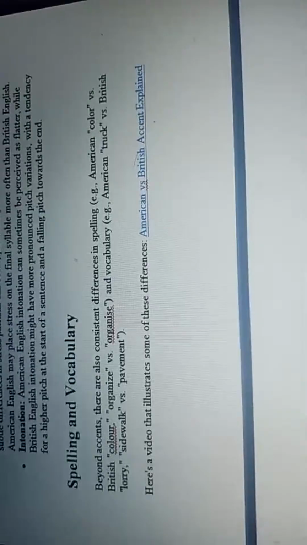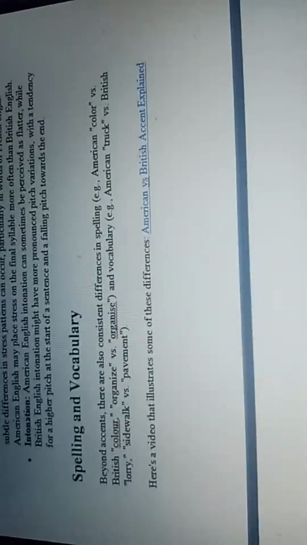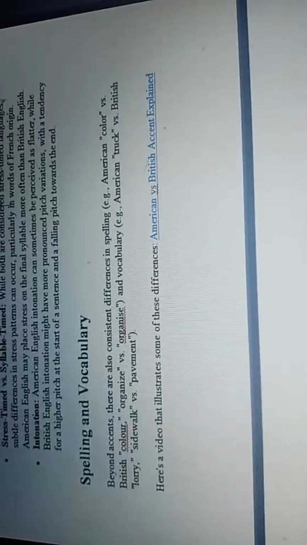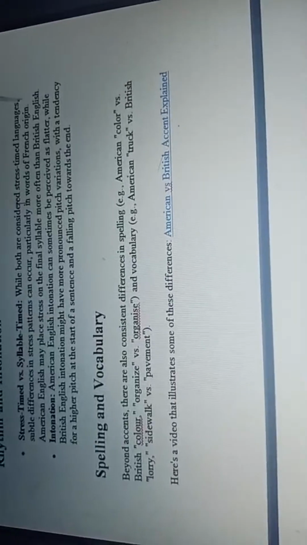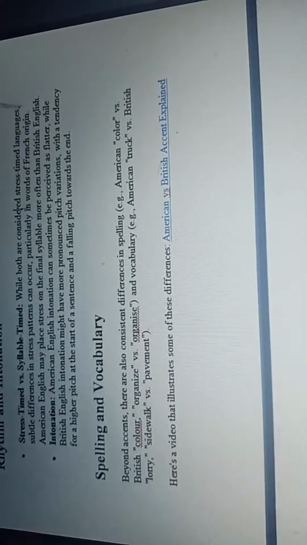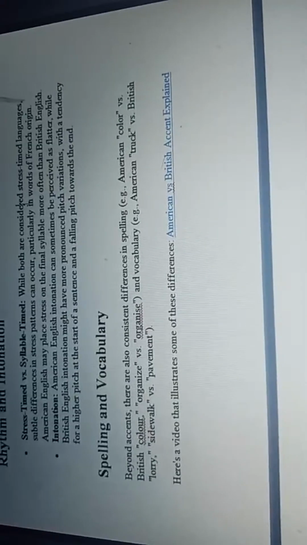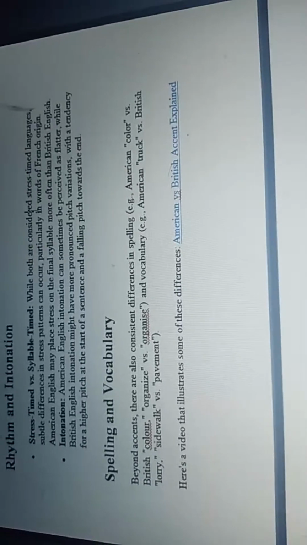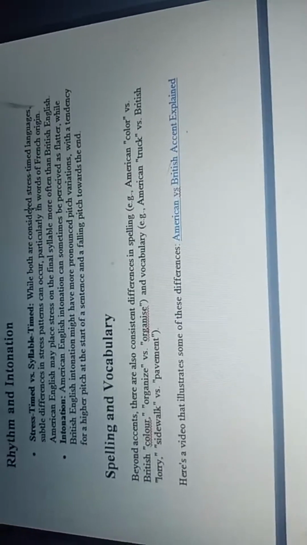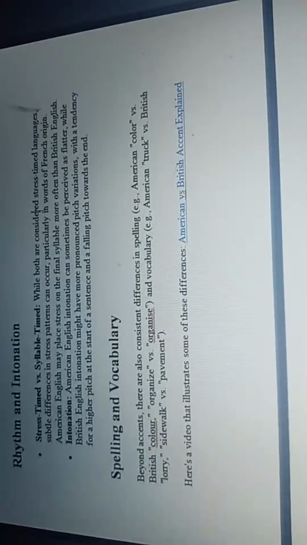Spelling and vocabulary. Beyond accents, there are also consistent differences in spelling. For example, American color, C-O-L-O-R, versus British colour, C-O-L-O-U-R. Organize versus organise. And vocabulary, for example, American truck versus British lorry, sidewalk versus pavement.